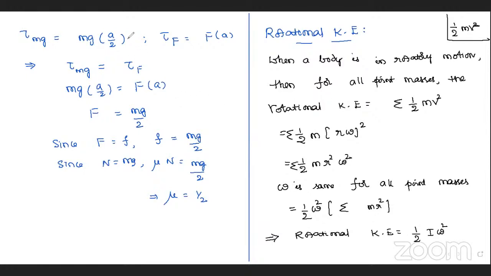Okay. Translatory kinetic energy is half mv square. Rotational kinetic energy is half I omega square. Okay. Then try to interlink the rotational and translatory physical quantities. You will get some idea here how to interlink. Once you check over there. Yes, you will get more idea.